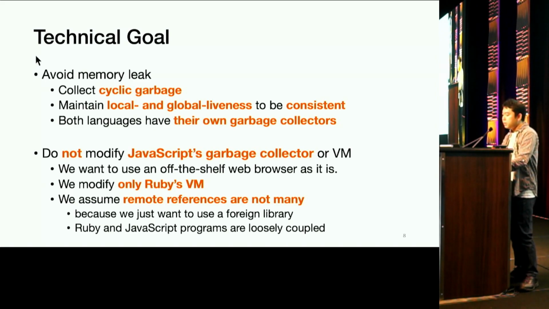Maintaining them is not easy because both Ruby and JavaScript have their own garbage collectors running independently. We do not modify JavaScript's garbage collector or VM because we want to use an off-the-shelf web browser as it is. We modify only Ruby's VM. We assume that remote references are not so many because we just want to use a foreign library. Ruby and JavaScript programs are supposed to be loosely coupled.